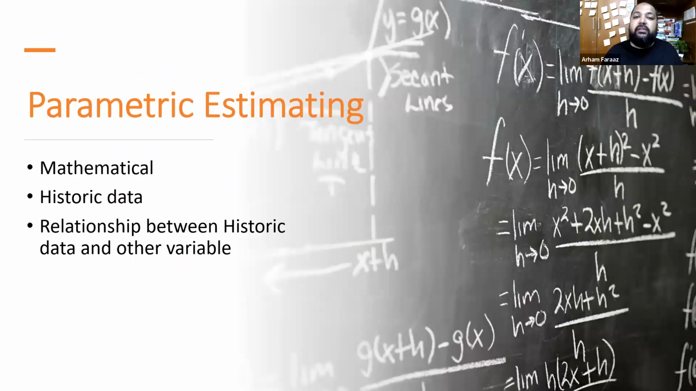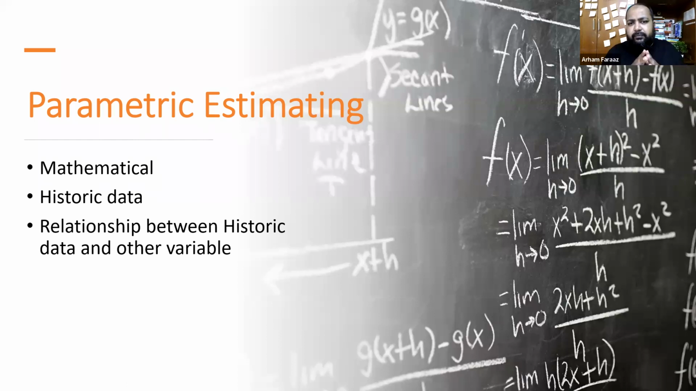Parametric estimating is estimation based on two variables. There is a mathematical model. The keyword for parametric estimating is mathematical model with historic data. Again, I'll repeat, the keyword over here is mathematical model. So two parameters are there, x and y, right? So the mathematical model and historical data.